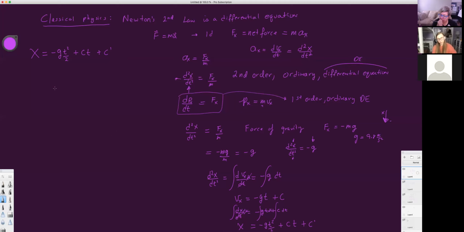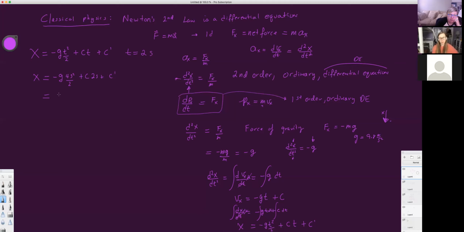Yes. How? Tell me what I would do. Say they want to know where their ball is at t equals 2 seconds. What do I do? You would just plug in the 2 for t. Okay, so x equals minus g, and 2 squared is 4. So we have 4 seconds squared over 2 times g, which I'm just going to make 10 meters per second squared, plus c times 2 seconds plus c prime.